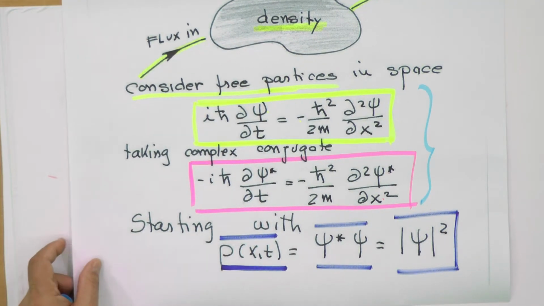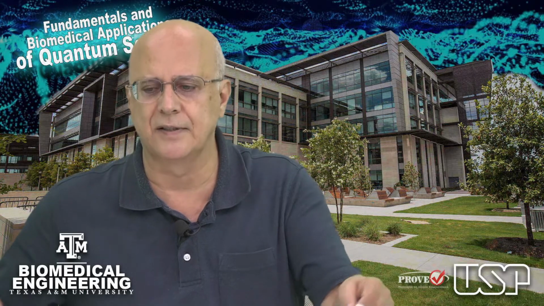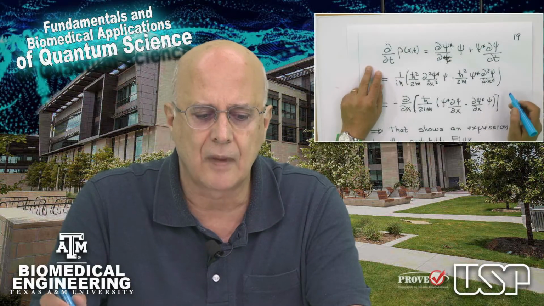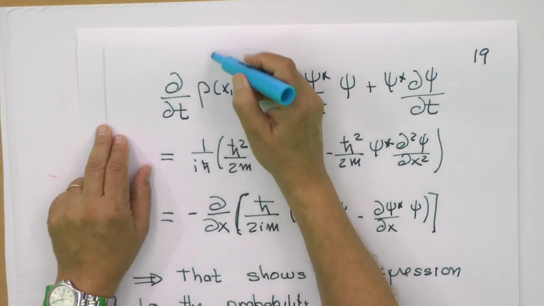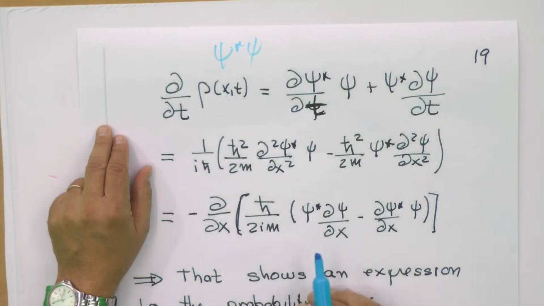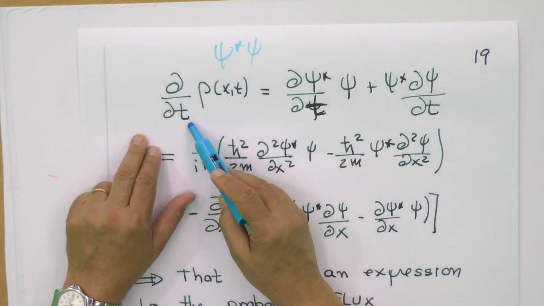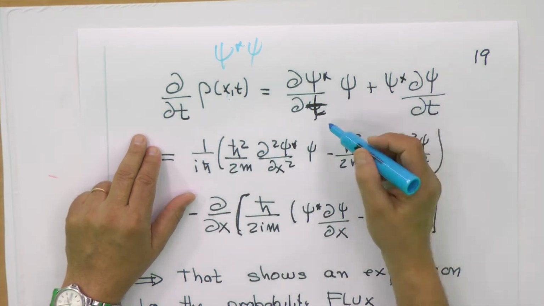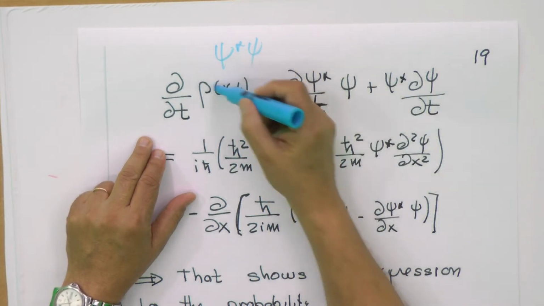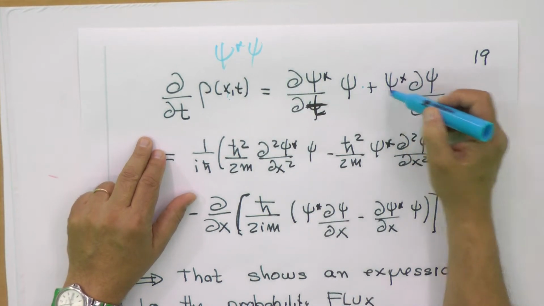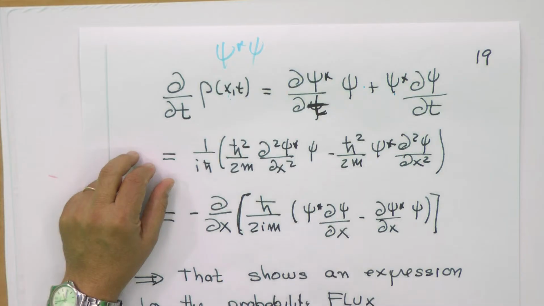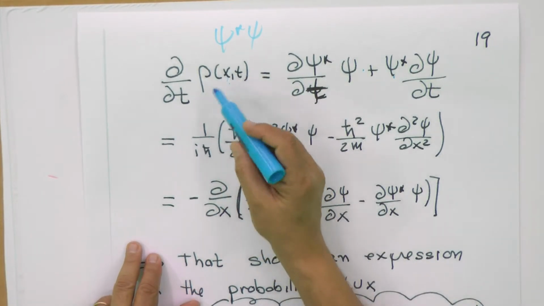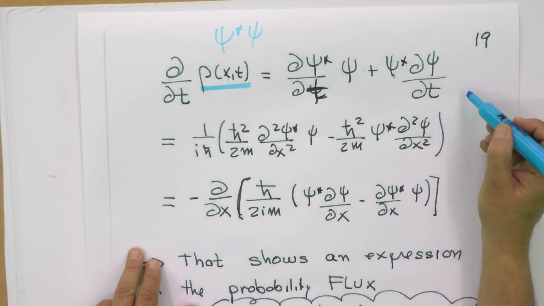And what I'm going to do now is basically take the density and make the time derivative of the density. Well, I have the density as the product of psi star psi. It's a product of two functions. When I take the time derivative, I use the chain rule, and I take the derivative of the first times the second, plus the first times the derivative of the second. Right? So the derivative of the density of probability is these things.